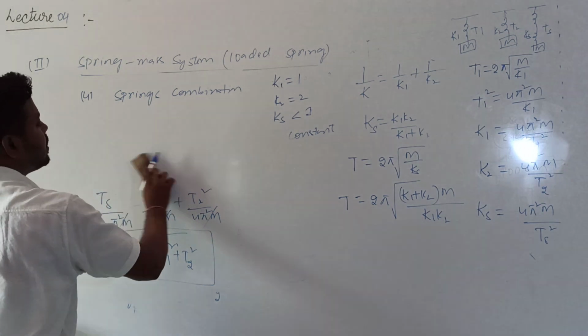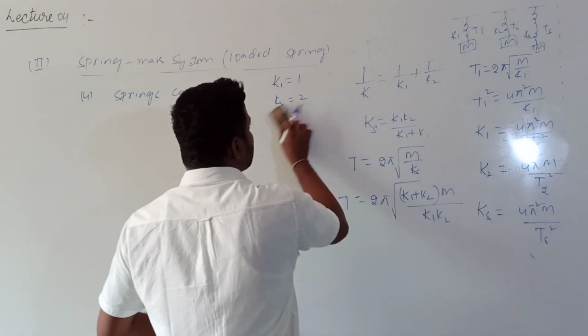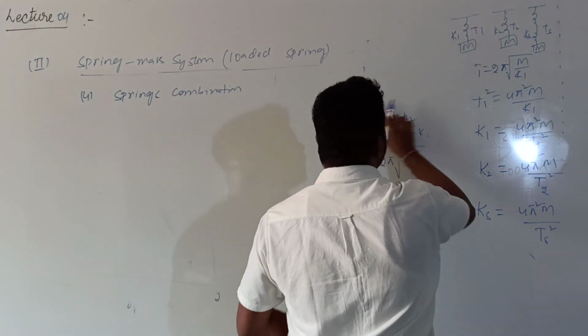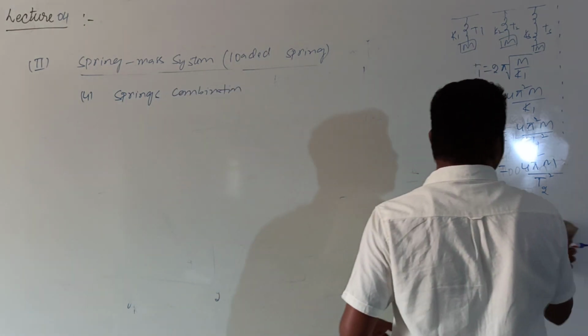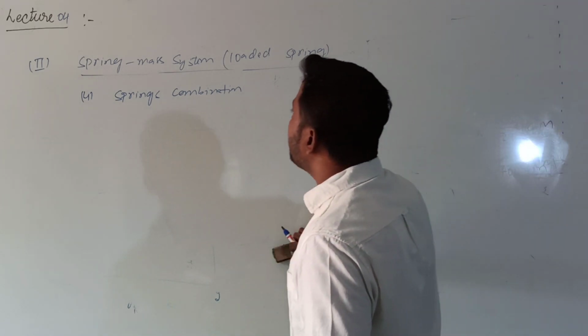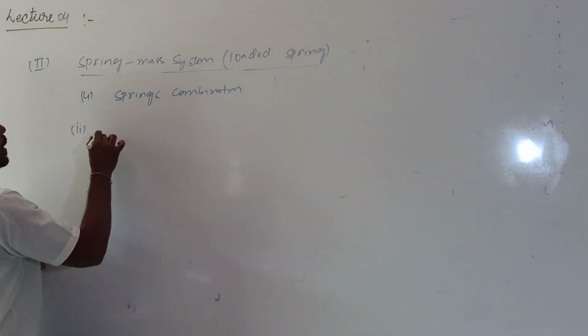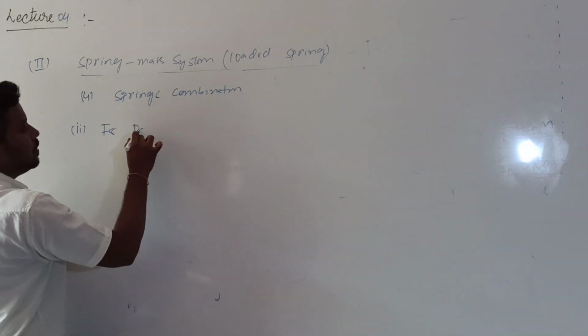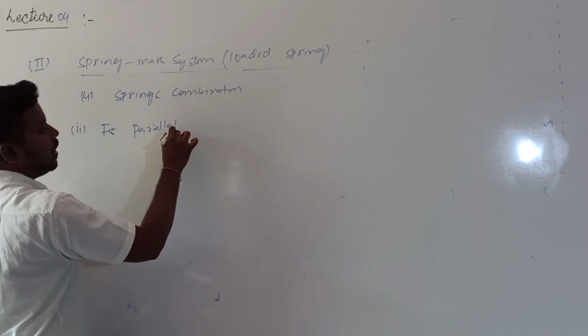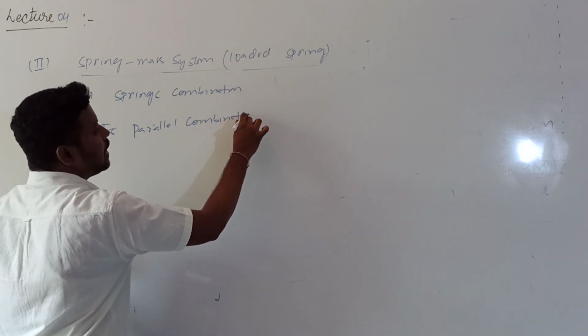In series combination, which value remains constant? The spring force, that restoring force value remains constant. After completion of the series combination, now we'll see the parallel combination. The second one is for parallel combination. Okay, so this is the last point for this class.